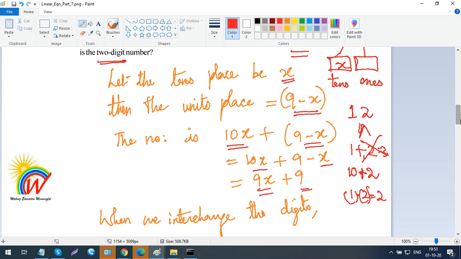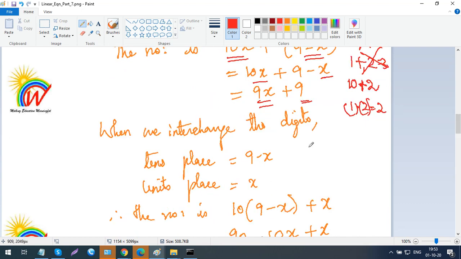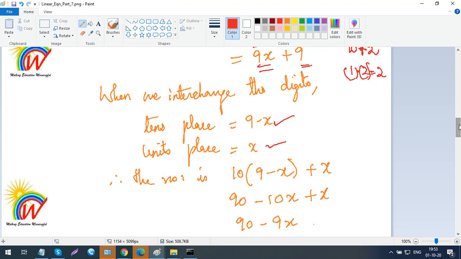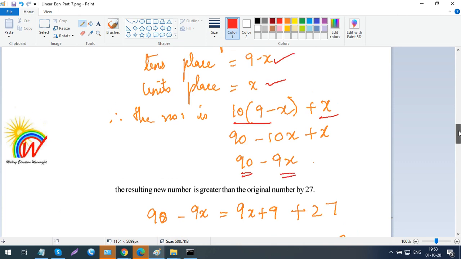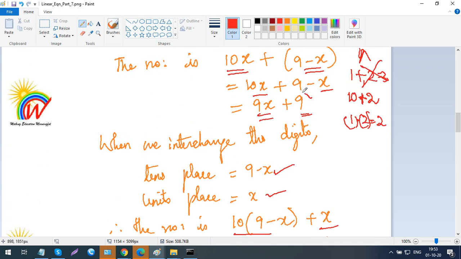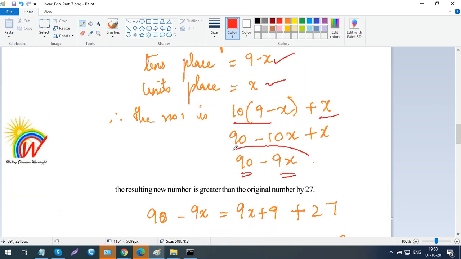So now, when we interchange the digits, what happens? The 9 minus x comes in the tens place and x comes in the ones place, right? Now the number is going to be, you'll have to multiply 10 with the 9 minus x, and x has to be added as it is. Now you multiply 10 into 9, 90 minus 10x plus x, or 90 minus 9x. So our original number is 9x plus 9. After interchanging, it becomes 90 minus 9x.